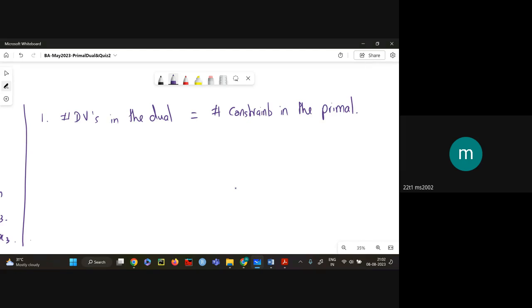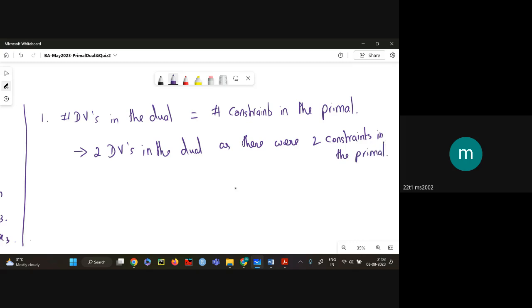So for my example formulation, the cars and dogs formulation, how many constraints were there? Two. So one for resource 1, the other for resource 2. So I will have two decision variables in the dual as there were two constraints in the primal.